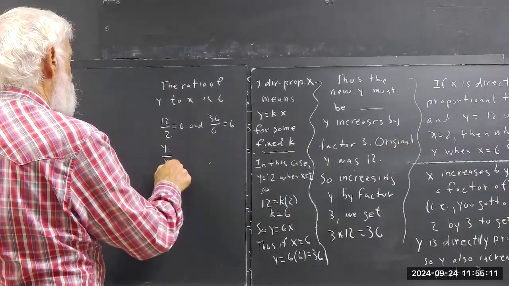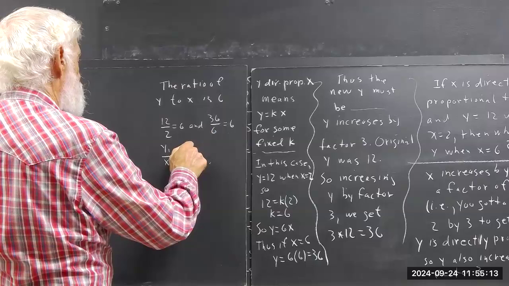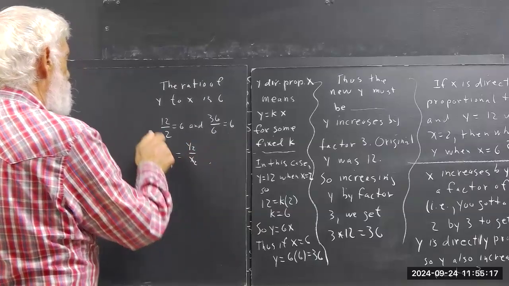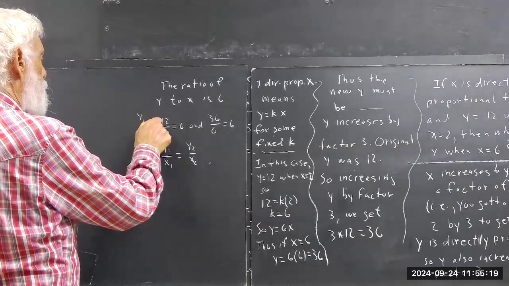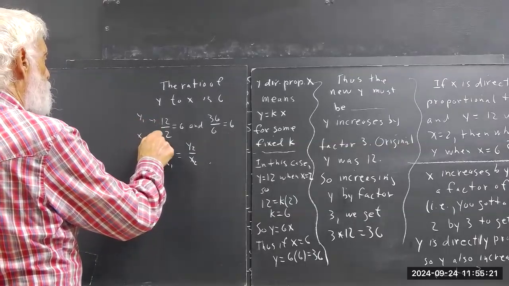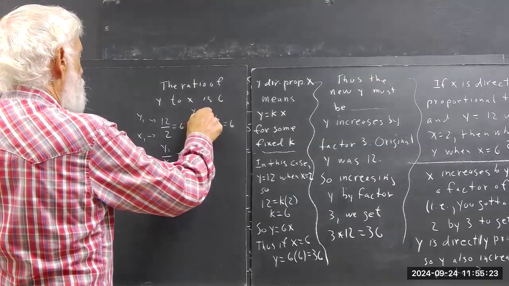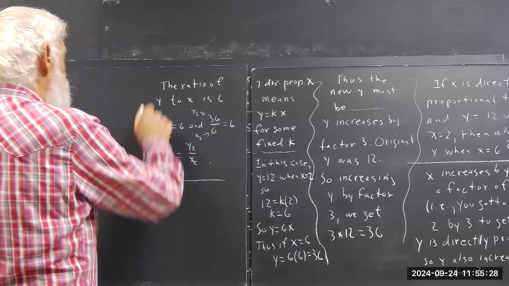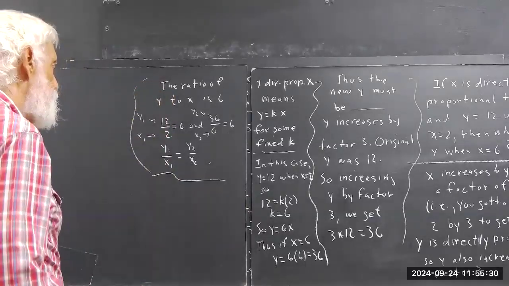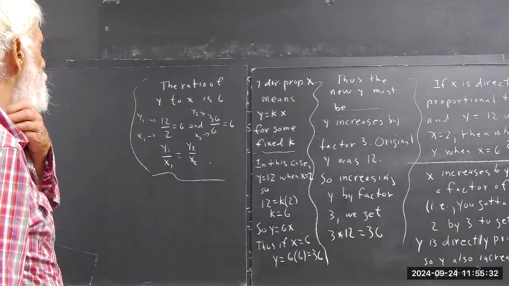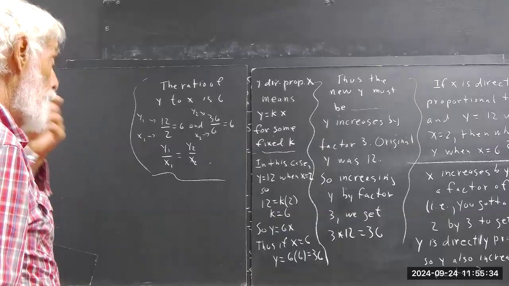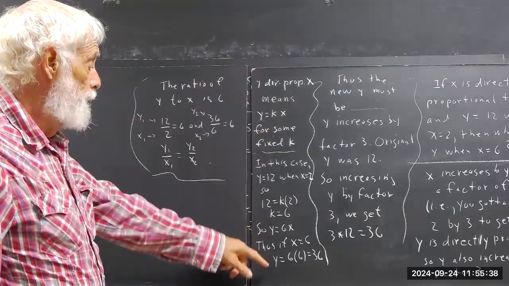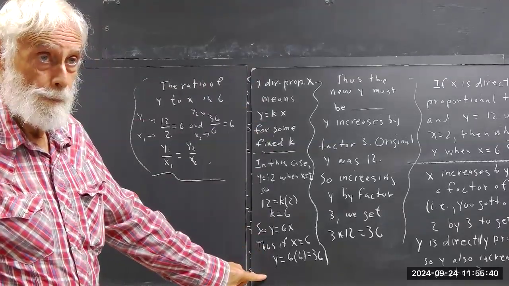That is y1 over x1 equals y2 over x2. Here's y1, here's x1, here's y2, here's x2. There are other ways to write this out. But we're going to come down to this method here.